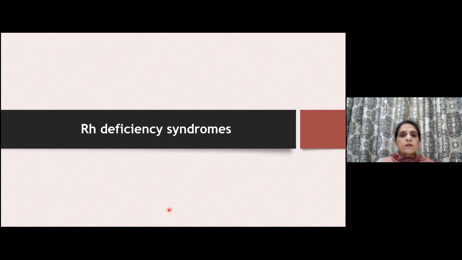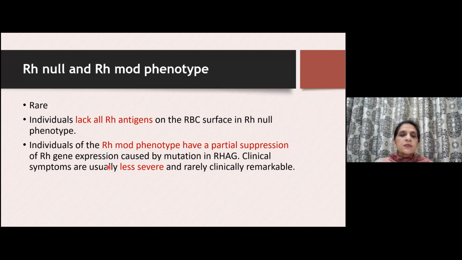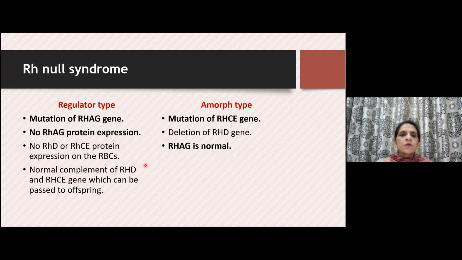Briefly about the Rh deficiency syndromes. These are the Rh null and Rh mod phenotypes. These are usually rare, and individuals lack all the Rh antigens on the red cell surface in the Rh null phenotype, whereas in the mod phenotype, there is a partial suppression of Rh gene expression caused by mutation in the RhAG. Clinical symptoms in the mod phenotype are usually less severe. The null is further divided into the regulator type and the amorph type. While the regulator type has a mutation of the RhAG gene, leading to no D or CE protein expression on the red cells, the amorph type has a mutation of the CE gene and deletion of the D gene. The RhAG is normal in this case.